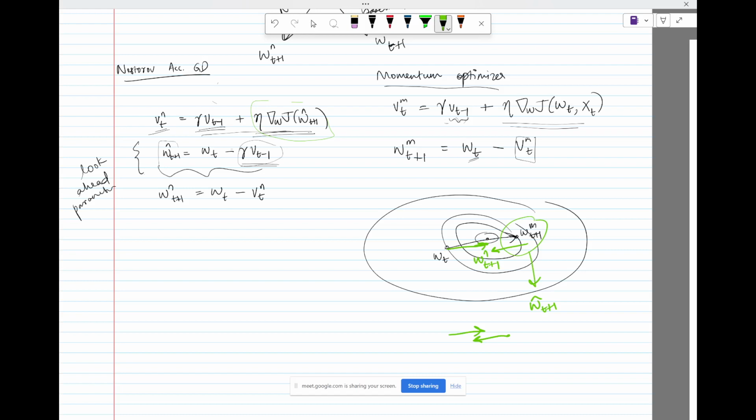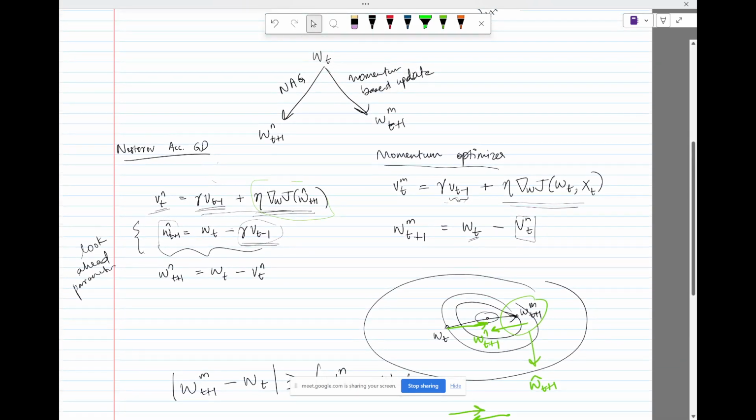So you can say Wm t plus 1 minus Wt will be greater than Wn t plus 1 minus Wt, because it will prevent my parameter from overshooting, because of the look ahead parameter, the look ahead gradient that I'm computing.